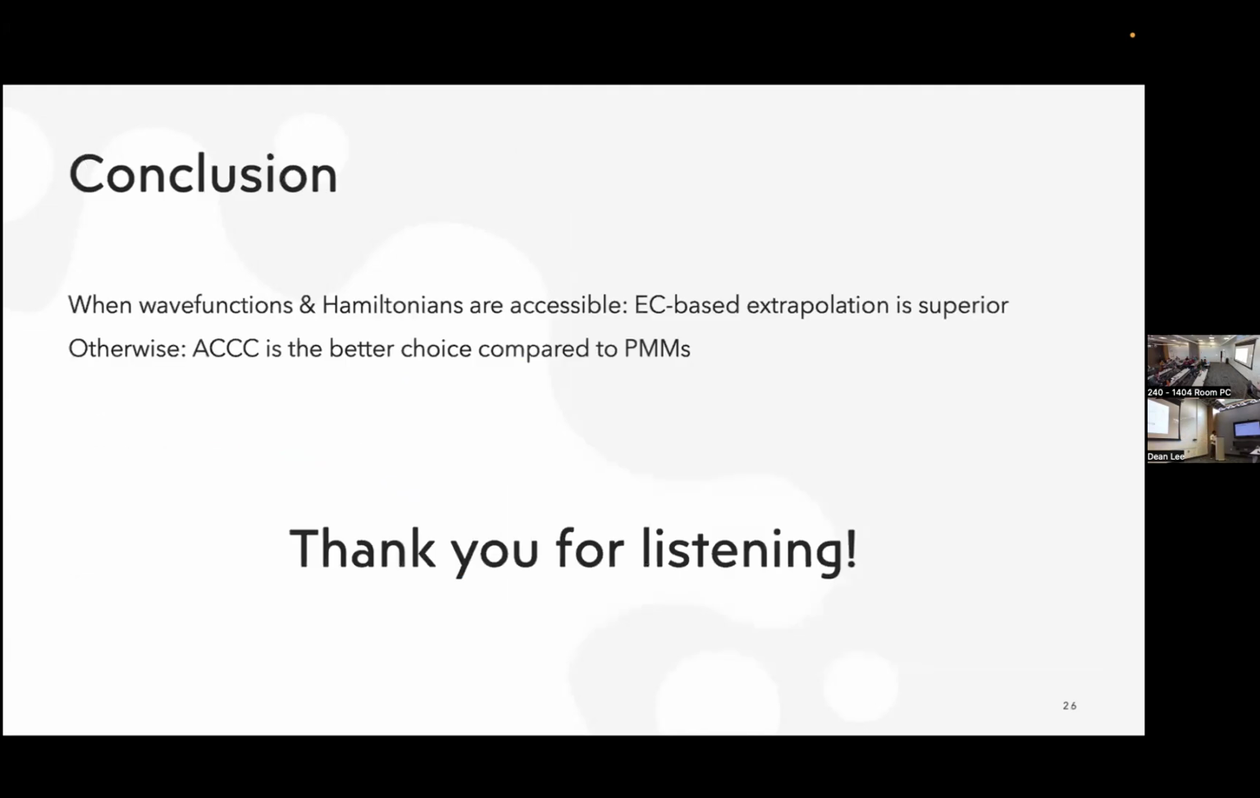Okay, so in conclusion, we can confidently say that EC-based extrapolation is superior when we have access to wave functions and Hamiltonians. But otherwise, ACCC is always the best route to take compared to PMMs. And that's all I have. Thank you.